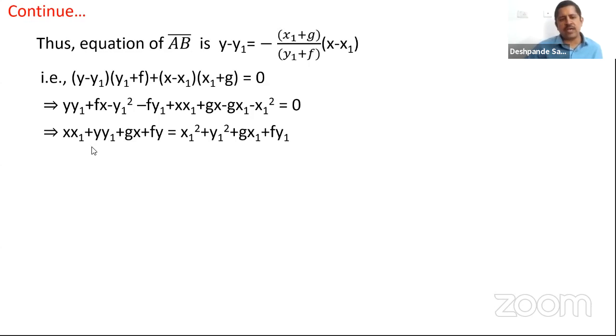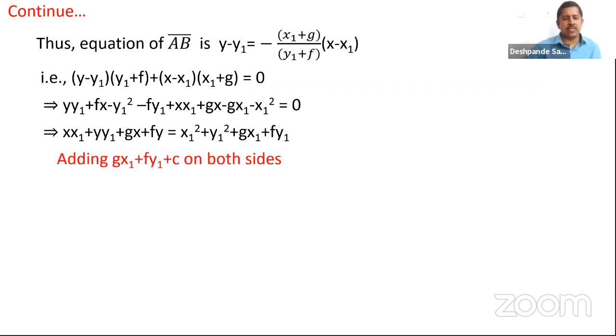So what is it you observe here? You got x x1 plus y y1 plus g times x plus f times y. Now you see that you need to write it as S1 is equal to S11. So S1 will be having x x1 plus y y1 plus g times (x plus x1). So x plus x1 should be there, but there is only x here. Likewise, f times (y plus y1) should be there. It is only f y.